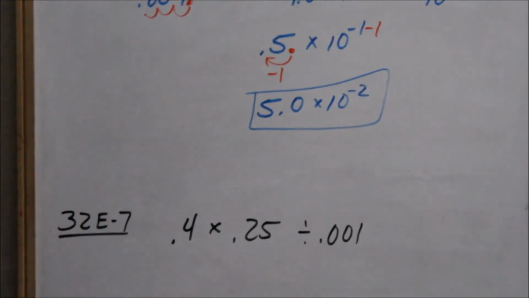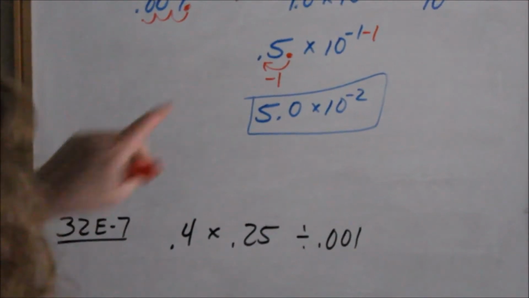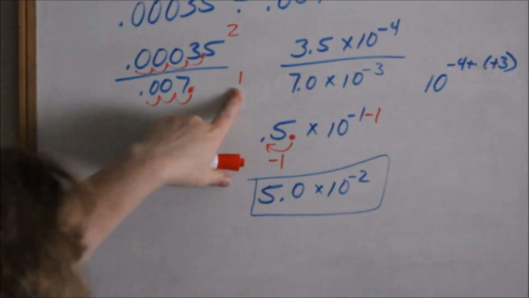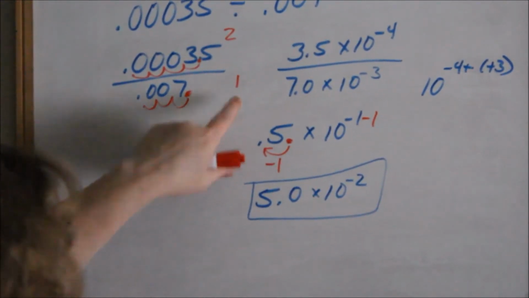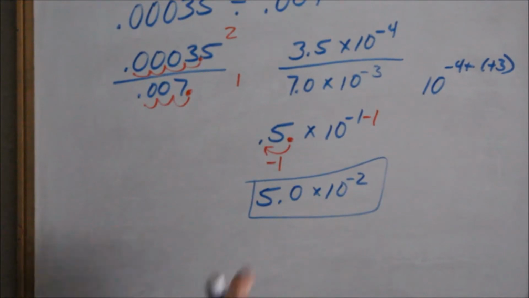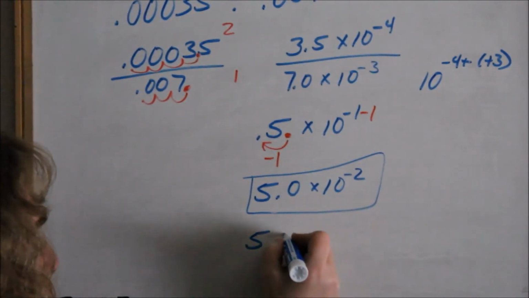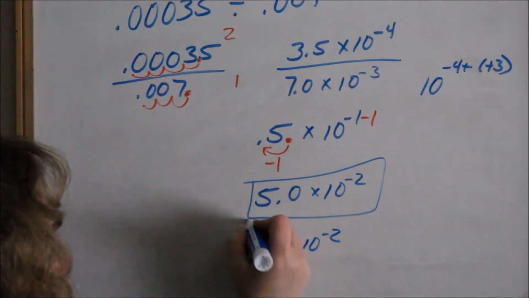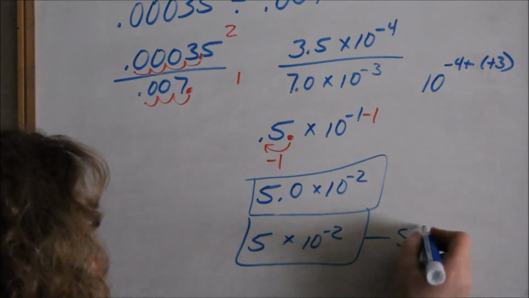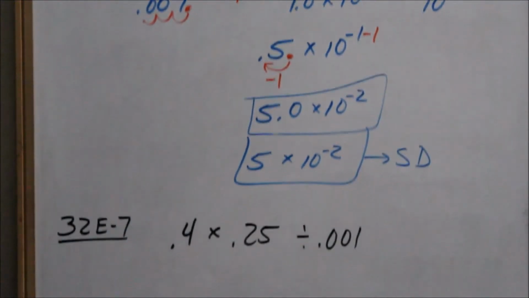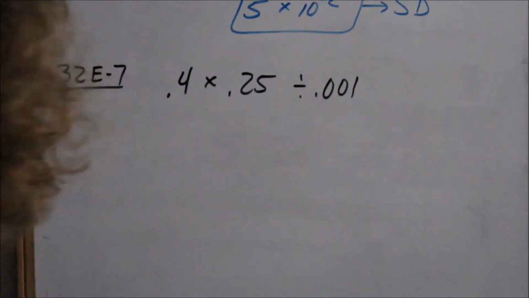Okay, now you look at significant digits. We said that the numerator had 2, the denominator had 1, so we need to be the lowest number, which is 1. So in significant digits, we just wouldn't write it without the decimal. Instead of writing 5.0, we would say 5 times 10 to the negative 2. And this is written for significant digits. Okay, let's look at 32E, number 7.